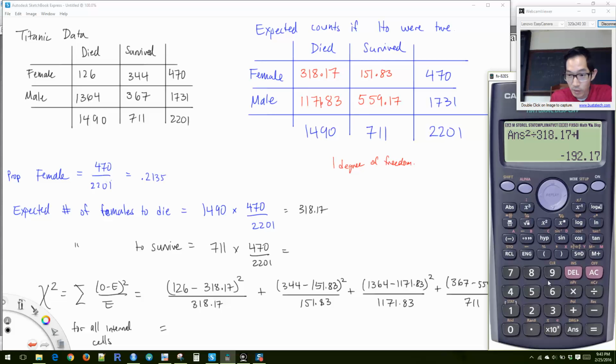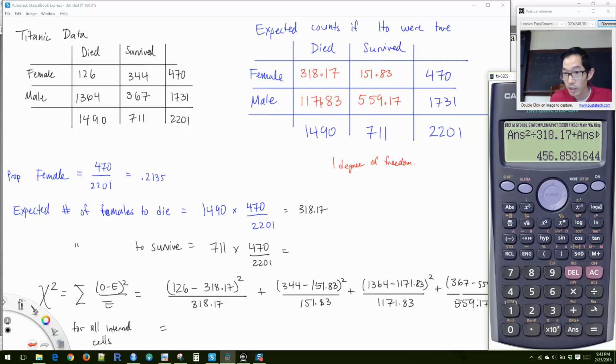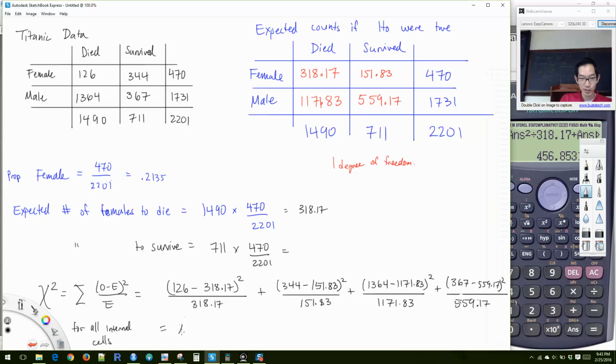So I would do that answer squared divided by 318.17, plus answer squared over 151.83, plus answer squared over 1171.83, plus answer squared divided by, no, not 711, 559.17. I'm making all sorts of mistakes here. Okay, and I add this up and I get this ridiculously large 456.85. That's my chi-squared statistic.